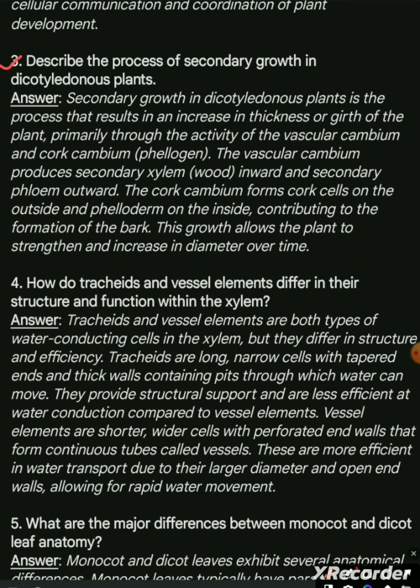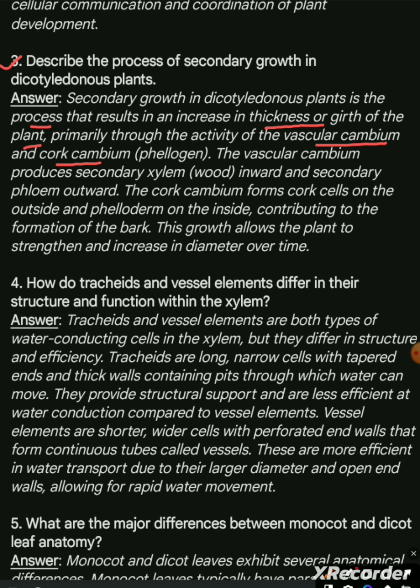Describe the process of secondary growth in dicotyledonous plants. Answer. Secondary growth in dicotyledonous plants is the process that results in an increase in thickness or girth of the plant, primarily through the activity of the vascular cambium and cork cambium, or phellogen.